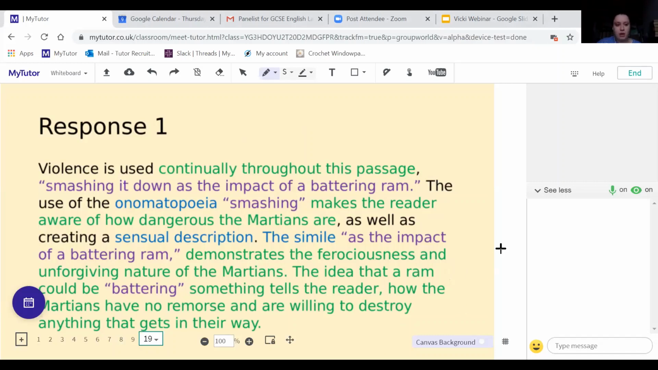So, response 1 then. So violence is used continually throughout this passage, smashing it down as the impact of a battering ram. The use of the onomatopoeia smashing makes the reader aware of how dangerous the Martians are, as well as creating a central description. The simile, as the impact of a battering ram, demonstrates the ferociousness and unforgiving nature of the Martians. The idea that a ram could be battering something tells the reader how the Martians have no remorse and are willing to destroy anything that gets in their way.